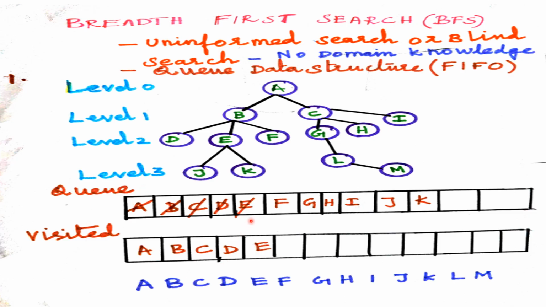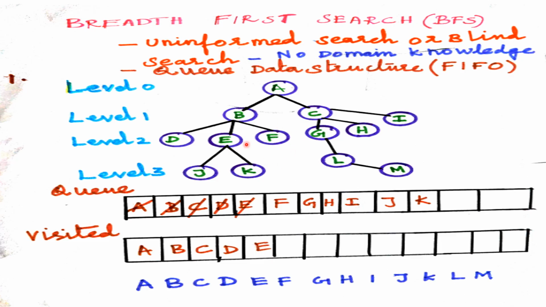Next step, E. Okay, so E will be dequeued from the queue structure and it will be entered into the visited list and exploring E. So see here, see the structure, exploring E. So the children of E, J and K, will be entered into the queue structure, J and K. And removing the F, it will be dequeued from the queue structure and it will be entered into the visited list, exploring F. Okay, see the F.